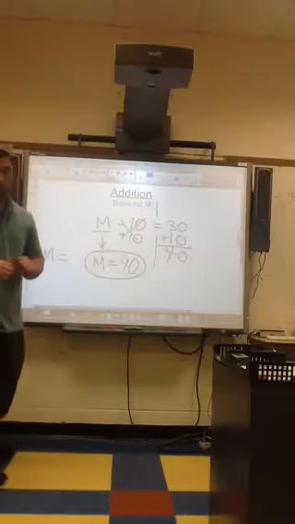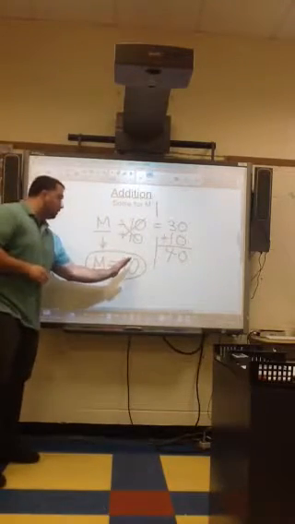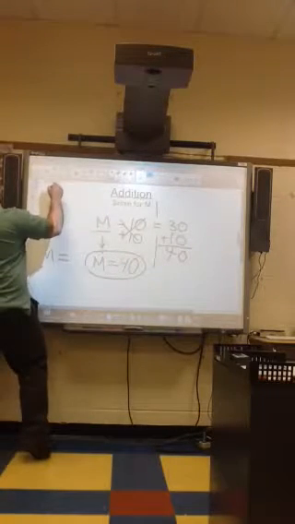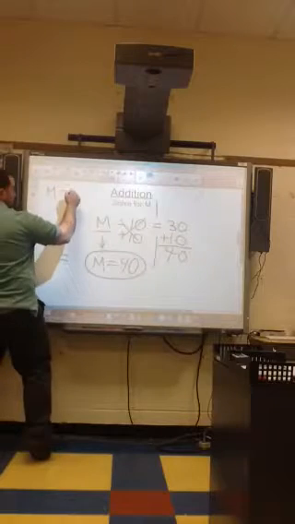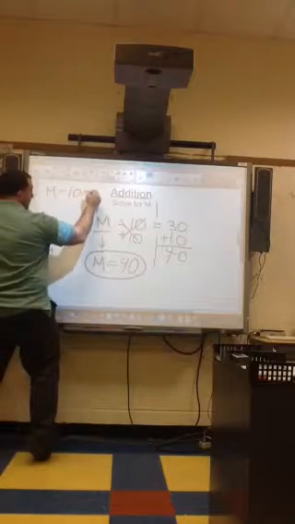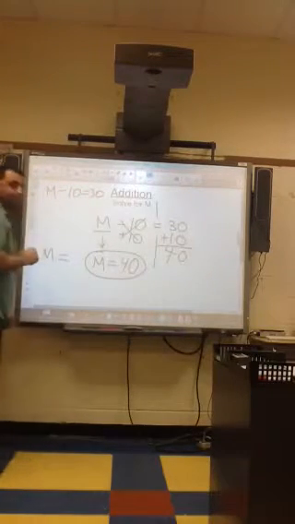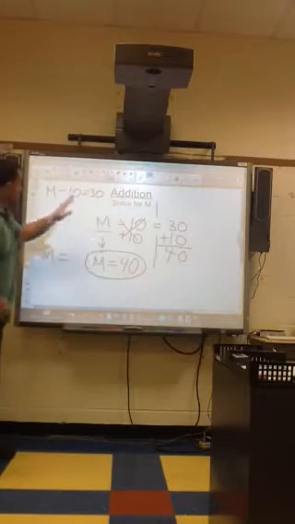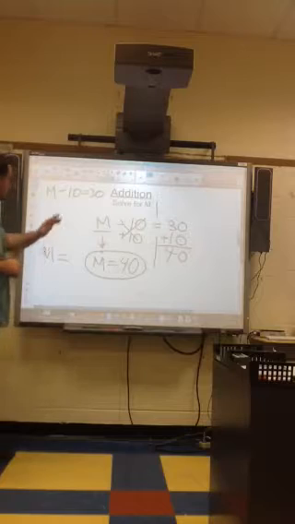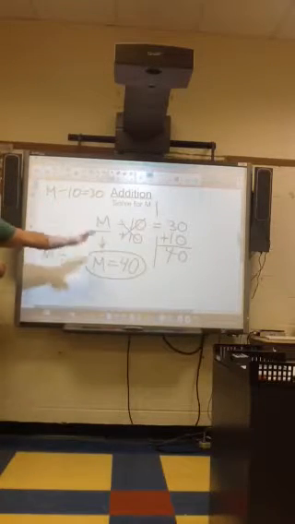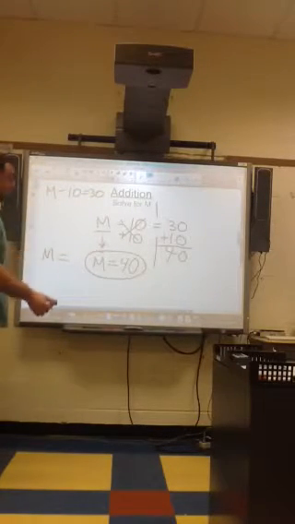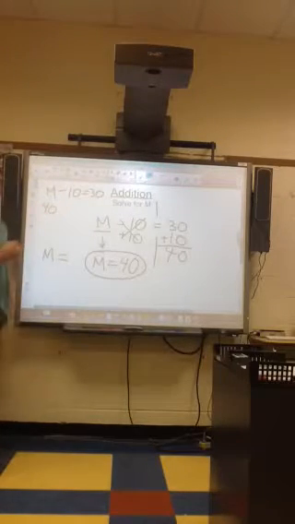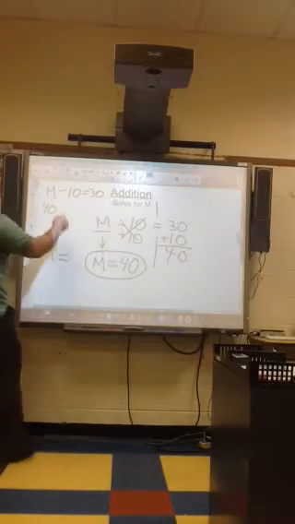To check our answer, they want us to plug the number into the variable. So, what was the original problem? M minus 10 equals 30. Okay. We have to now plug the number into where the variable was. So we now know m equals 40. So let's write it. Instead of m, we're going to write 40. And then you just rewrite the rest of the equation.